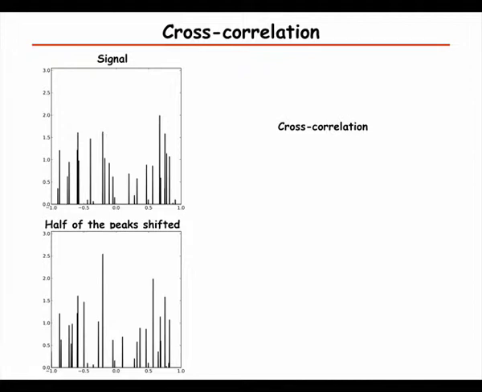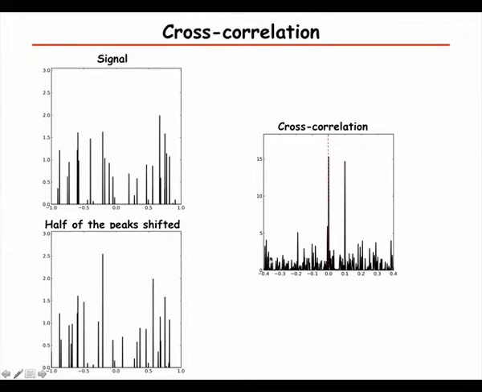So now if we have another case where we have the signal and then just randomly pick half of the peaks and shift them by 0.1 again, now we get the cross-correlation being that we have the peak at 0, because half of them are still at the same place, and half of them are shifted by 0.1, so we get roughly the same height in these.